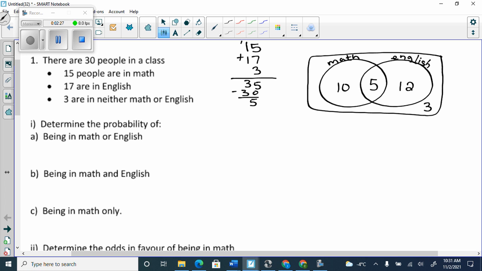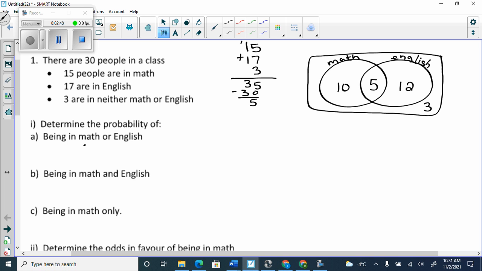The difference comes in the questions. Determine the probability of. The probability of is just give me my Venn diagram answer, and I just have to put it over the total every time. Correct? That's the difference between probability. So of being in math or English. How many are in math or English? The snowman. How many are in math or English?